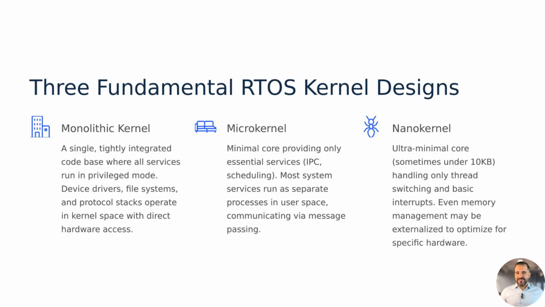At the smallest end of the spectrum is the nanokernel, which offers only the bare minimum: thread switching, interrupt dispatching, and low-level timing. It's extremely lightweight and ideal for deeply embedded systems where even microsecond-level delays matter. However, nanokernels typically leave memory management and IPC to external modules, relying heavily on hardware support. Choosing the right model depends on your priorities: speed, isolation, memory usage, or system complexity.